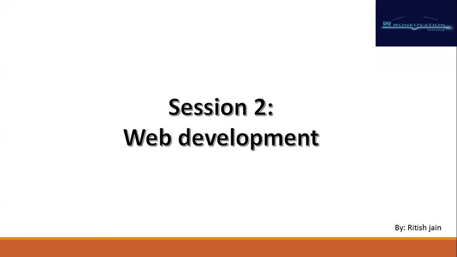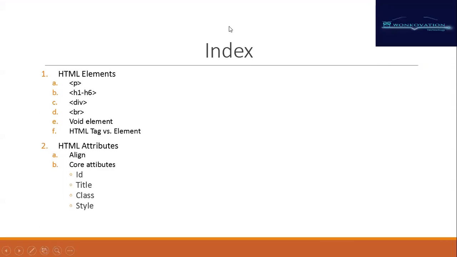Hello to all. In today's section, we are going to learn about web development, second section. So here basically we are going to cover HTML elements and HTML attributes. So we will go through what the elements are, what types of elements there are: the p tag, h1 to h6 tag, then div tag, br tag, and void elements.